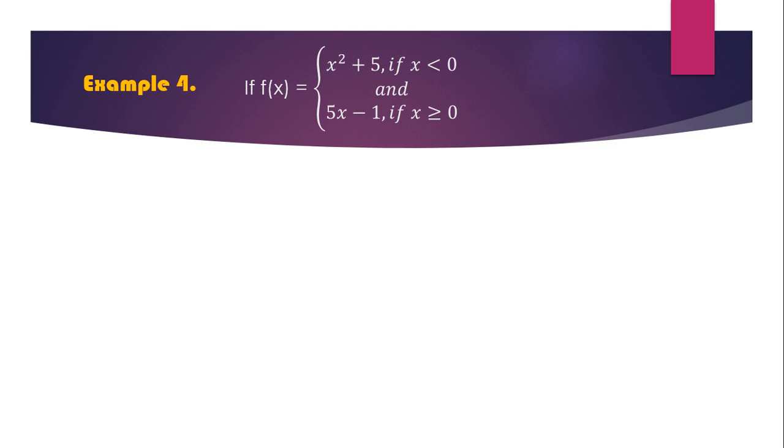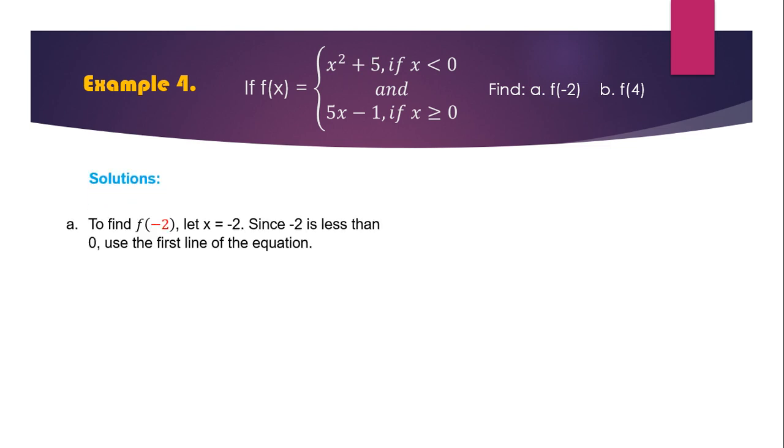If f of x is equal to x squared plus 5 if x is less than 0, and 5x minus 1 if x is greater than or equal to 0, we need to find letter A, f of negative 2, and letter B, f of 4. So for letter A, to find f of negative 2, we will let x equal negative 2.